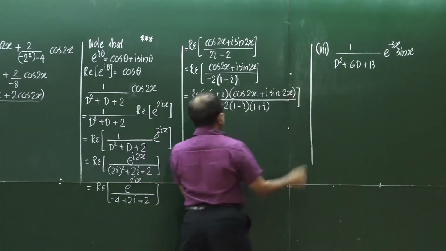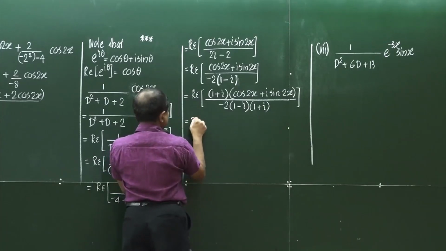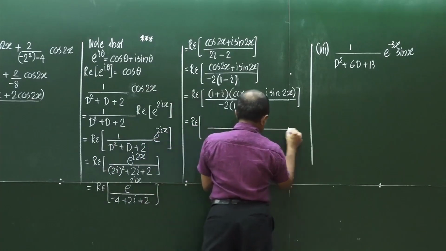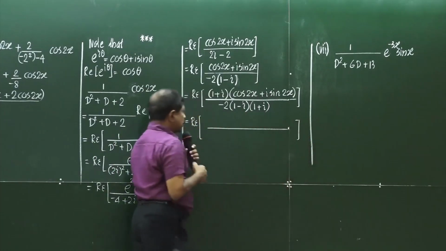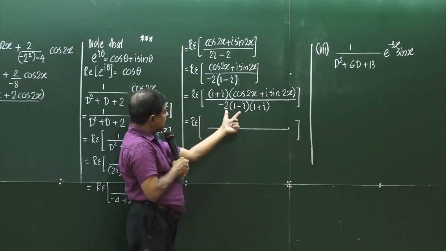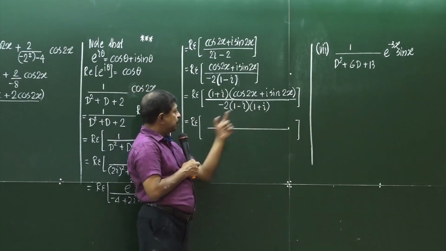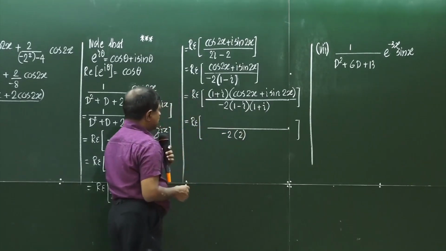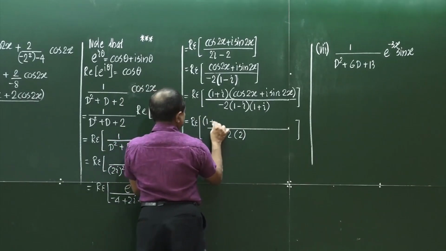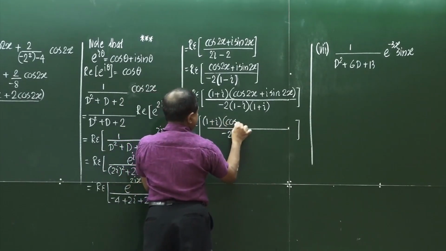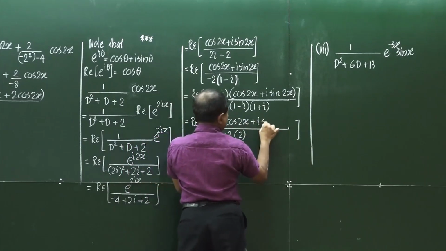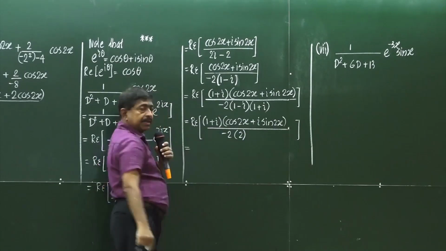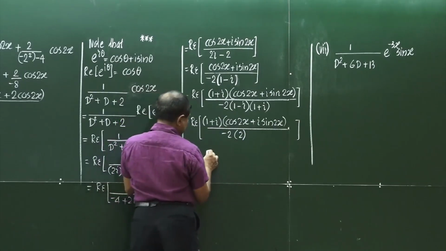Now downstairs, what will you get? You get minus 2 times, when you multiply these two, you get 1 plus 1, 2. So minus 2 times 2, that is minus 4. Upstairs, I'll write it like this. Now I'm going to write the real part straight away. Downstairs, you have minus 4.